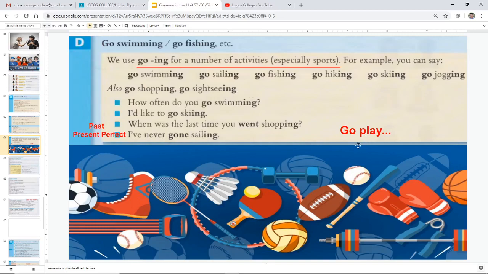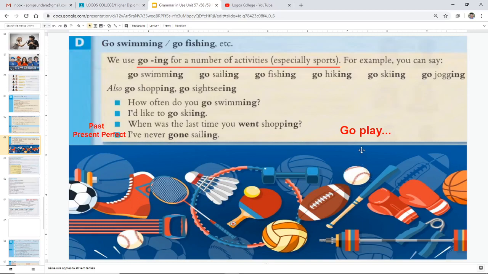But some sports you can't say ing with, like badminton. You say go play badminton. You don't say go badmintoning. No, that doesn't exist. Okay.